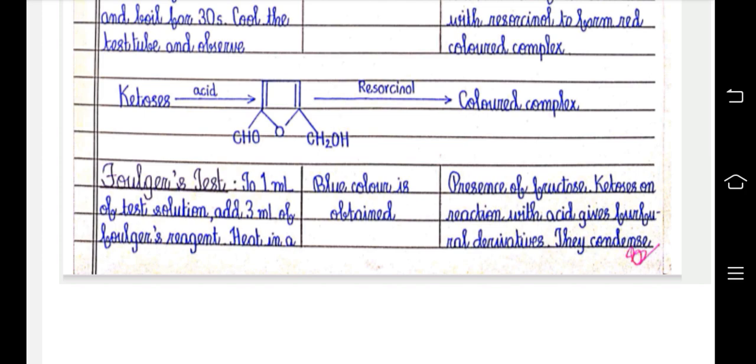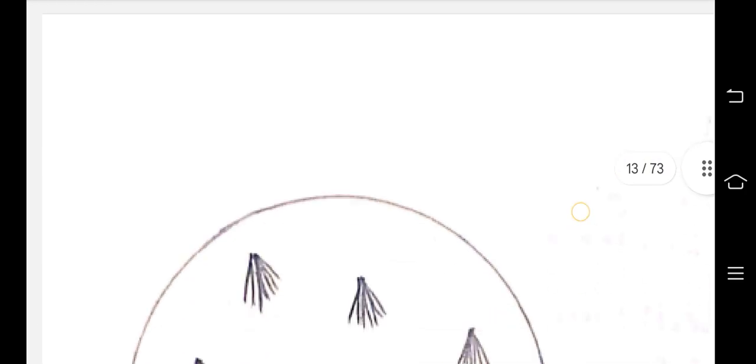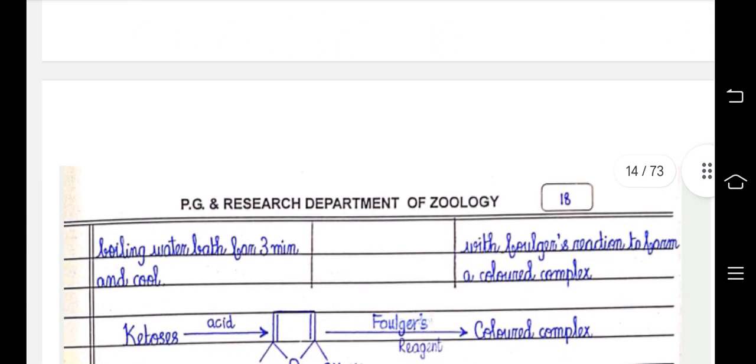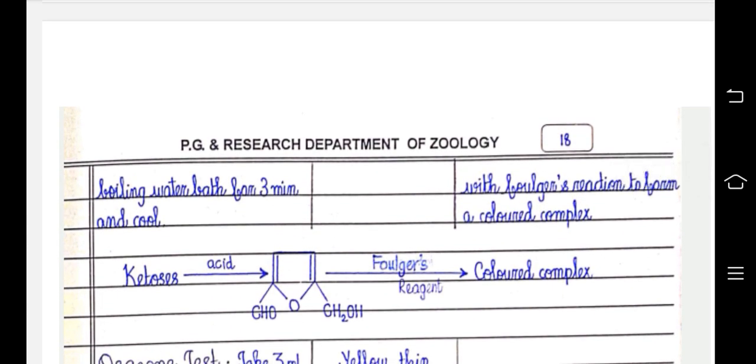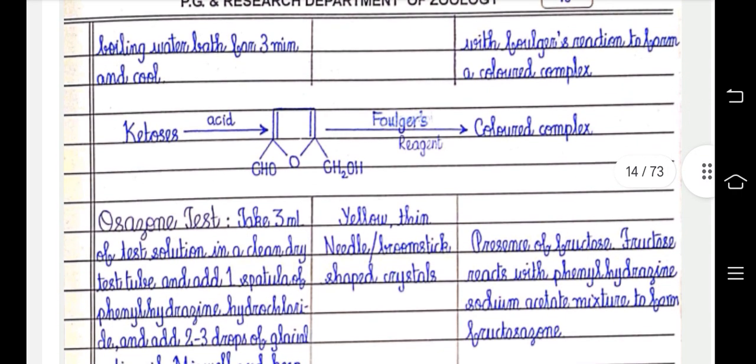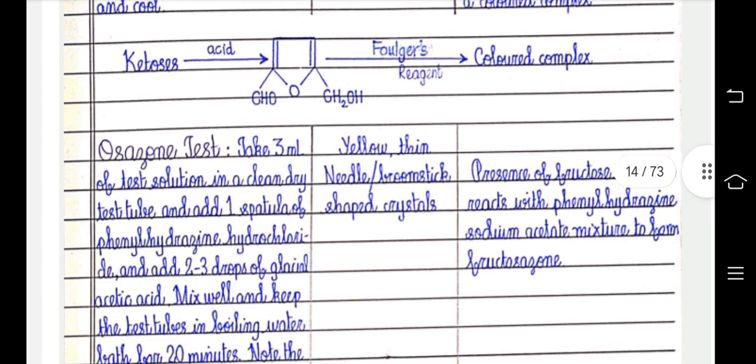Presence of fructose. Ketose on reaction with acid gives furfural derivative. They condense with Foulger's reagent to form a colored complex. Ketose, acid, Foulger's reagent, colored complex.